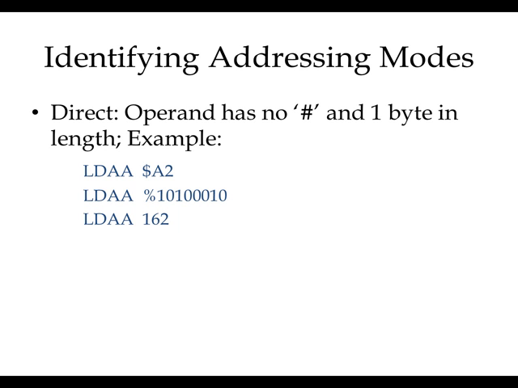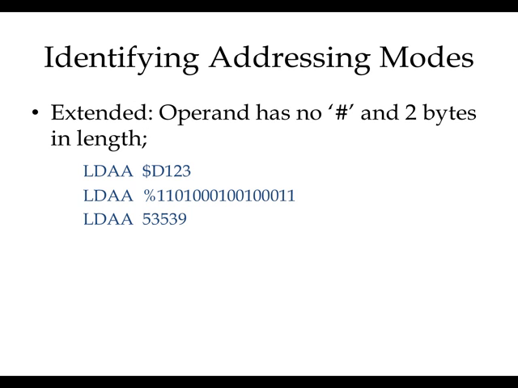Okay. Now, how do I know it's direct mode? There will be no hash in the operand, and it doesn't matter whether the data is decimal or binary or hex, it will be 1 byte. Now, extended is very close to direct. It also has no hash, but the operand is 2 bytes.